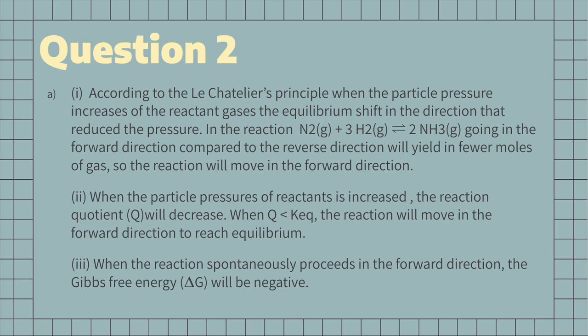So for part 2 of question 2, part A, when the partial pressure of the reactants is increased, the reaction quotient will decrease, and when the reaction quotient is less than the equilibrium constant, the reaction will move in the forward direction to reach equilibrium. For part 3, when the reaction spontaneously proceeds in the forward direction, the Gibbs free energy will be negative.